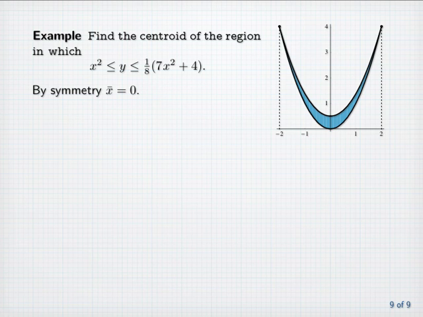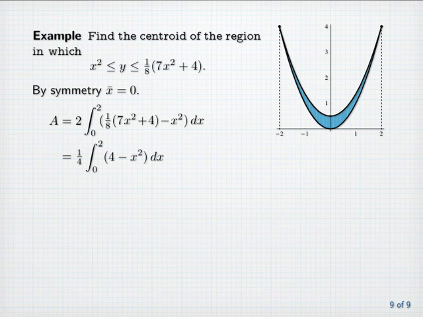Now let's calculate the area. We'll take advantage of symmetry here and write the area as 2 times the integral from 0 to 2 of 1/8 7x squared plus 4 minus x squared dx. If we factor out 1/8, then the quantity in parentheses becomes 7x squared plus 4 minus 8x squared, and so we have 2 times 1/8, or 1/4, times the integral from 0 to 2 of 4 minus x squared dx. This equals 1/4 of 4x minus 1/3 x cubed evaluated from 0 to 2, which is 1/4 times 8 minus 8/3, which equals 8 over 4 times 2/3, or 4/3.